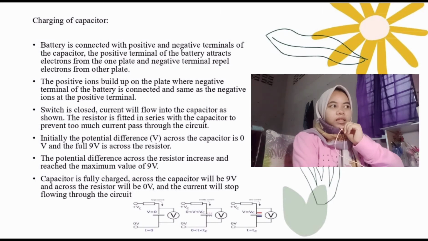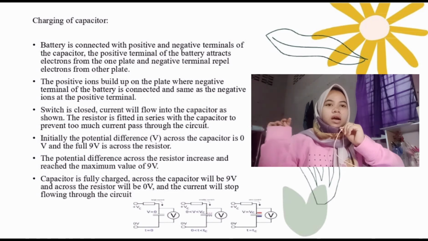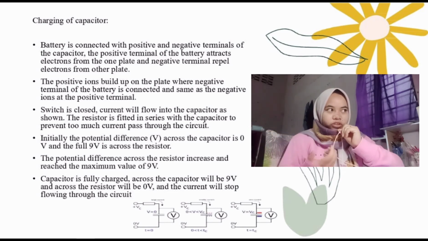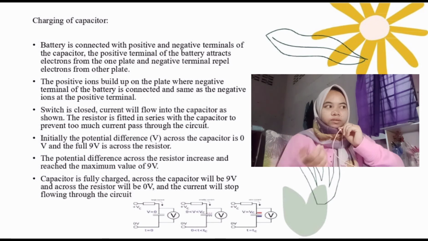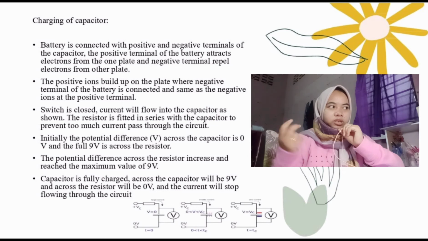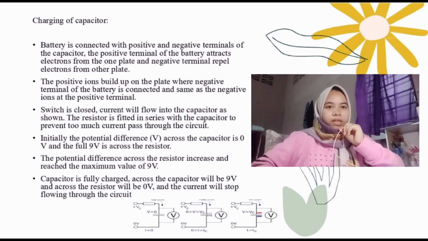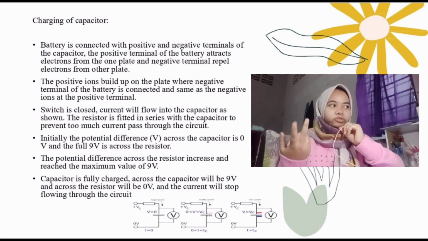Initially, the potential difference across the capacitor is 0V, and the current is driven through the resistor. As the capacitor charges, the potential across the resistor decreases and the capacitor's potential reaches the maximum value of 9V. When the capacitor is fully charged, the PD across the capacitor will be 9V, and the PD across the resistor will be 0V, and the current will stop flowing.